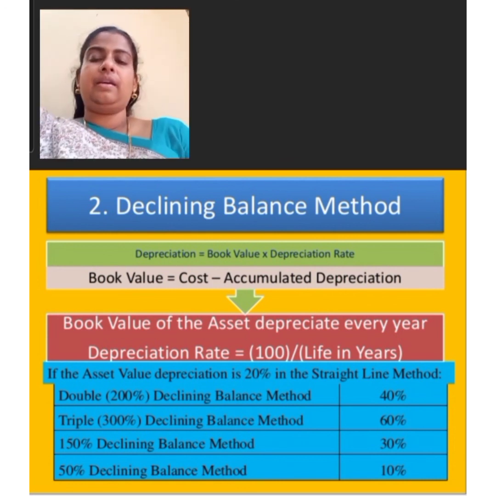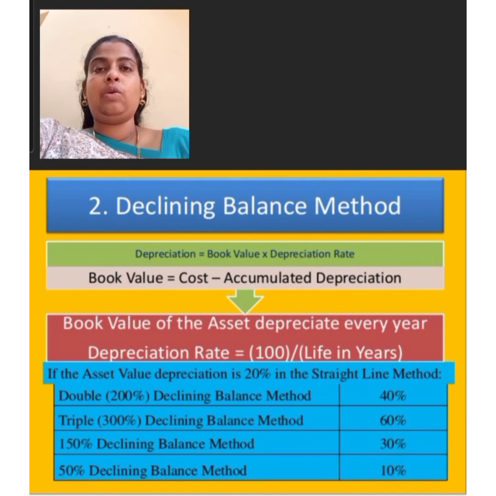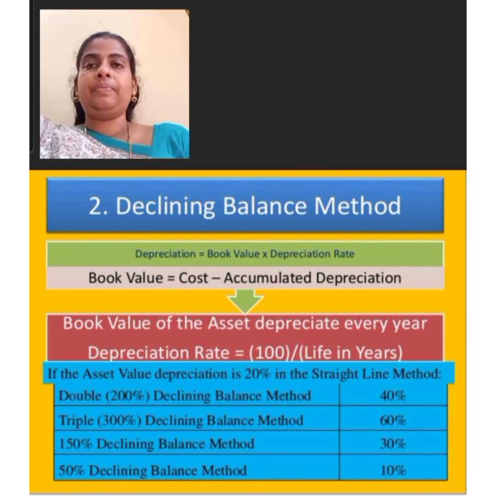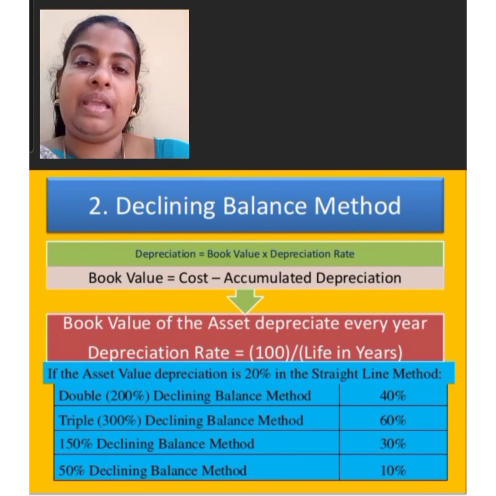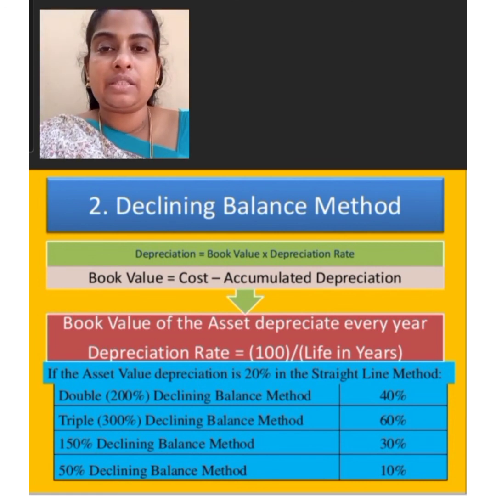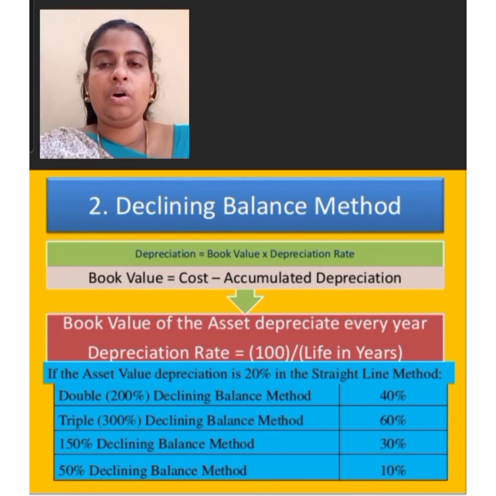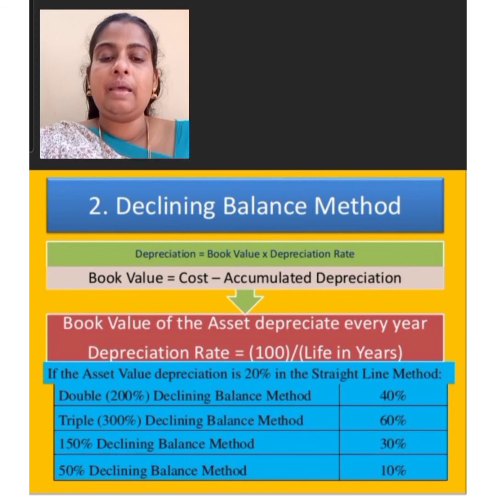And the last important demerit is unequal burden of profit and loss. The amount of depreciation goes on declining year after year, whereas the asset is used equally every year. These are the important demerits of using written down or diminishing or reducing balance method.